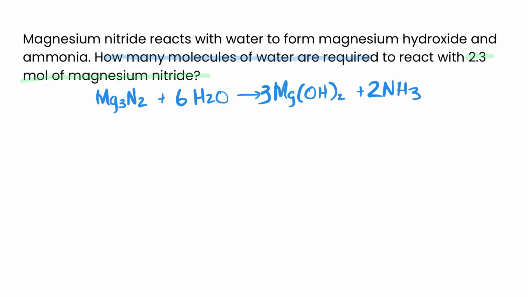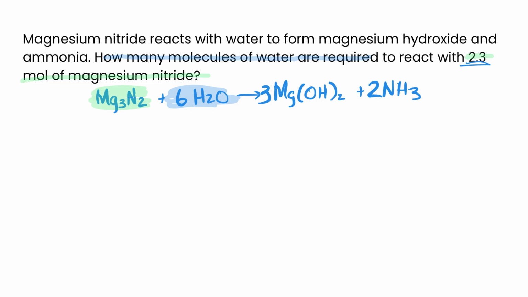All right, so from here, let's highlight molecules of water. Whoops, we want blue there. So let's highlight that one blue. And then we are reacting with magnesium nitride, so that's that one there. Okay, that's a really nice thing to do as you're working through these problems because it helps highlight what the mole ratio is that we need.